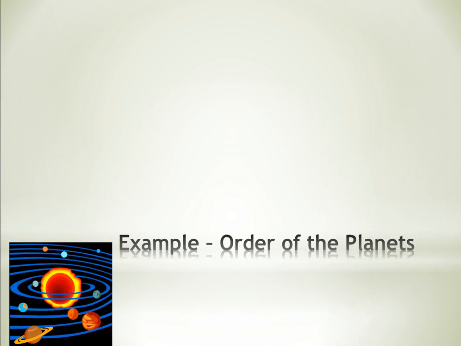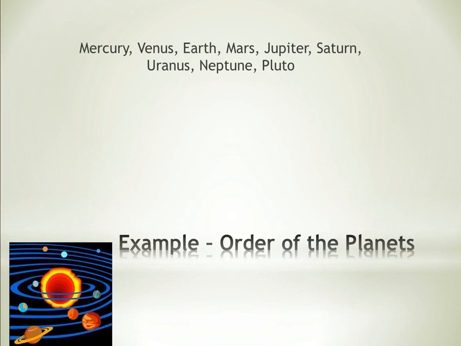So, an example for you. Say if you were trying to remember the order of the planets in science. So there's the actual planets. We've got Mercury, Venus, Earth, Mars, Jupiter, Saturn, Uranus, Neptune and Pluto. Now, no, Pluto technically is not a planet anymore. It's an overgrown star or something like that. I'm not a scientist, so I'm not pretending to know these things, but we'll just pretend it's there.